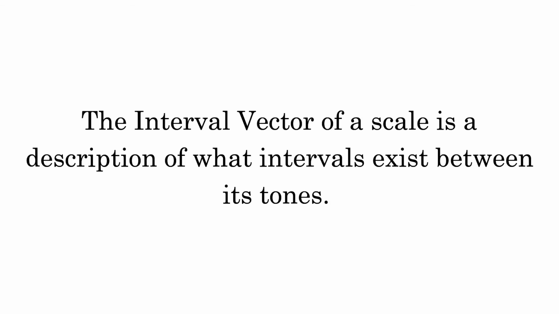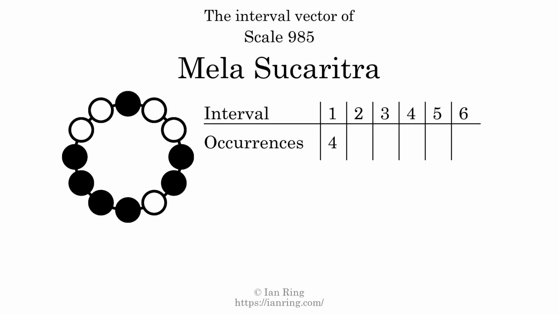The interval vector of a scale is a description of what intervals exist between its tones. There are 4 intervals with the size of 1 semitone. They are here, here, here, and here. There are 3 intervals with the size of 2 semitones. They are here, here, and here. There are 5 intervals with the size of 3 semitones. They are here, here, here, here, and here.